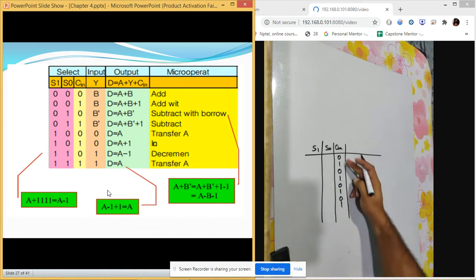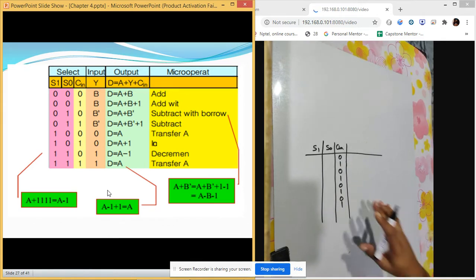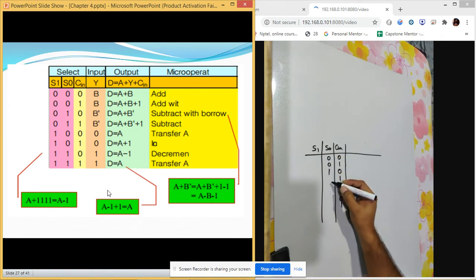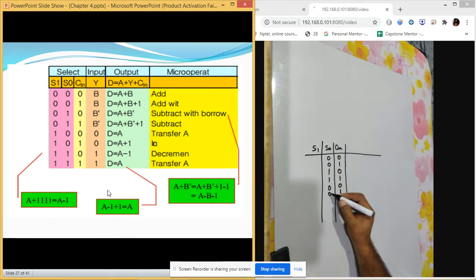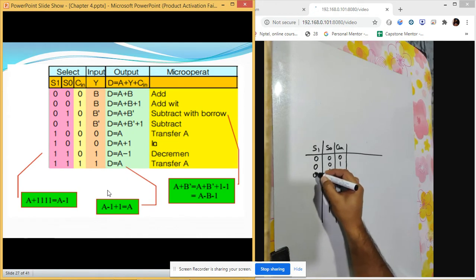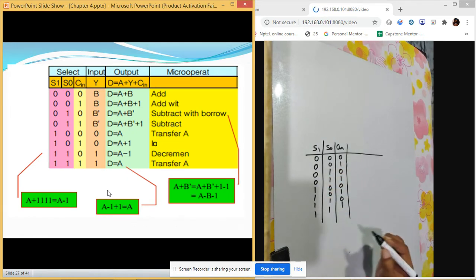There are a total of 8 combinations of operations, and some of the operations are repetitive. The transfer A operation is repetitive, so we will have a total of 7 operations out of 8 different combinations. S1 and S0 and Cin take the values 0, 0, 1, 1, 0, 0, 1, 1 and 0, 0, 0, 0, 1, 1, 1, 1.